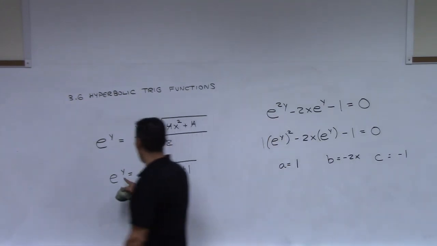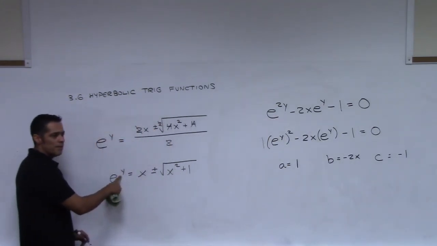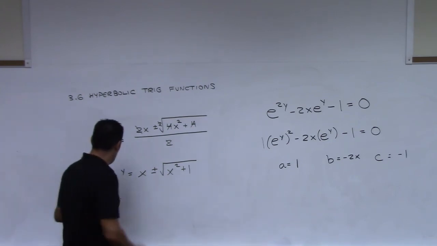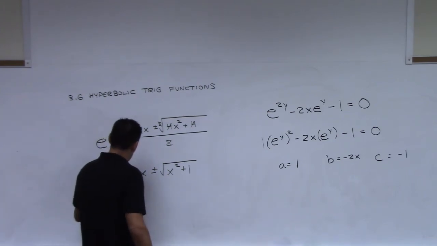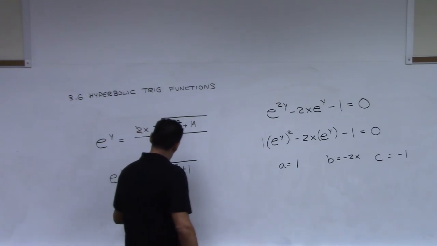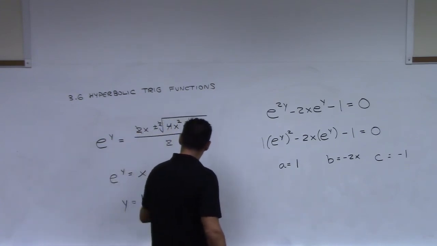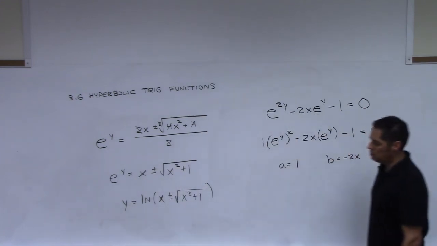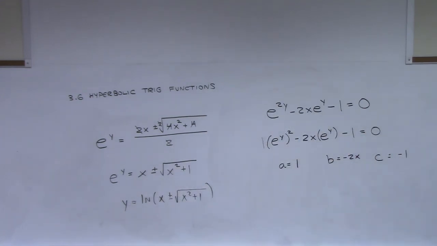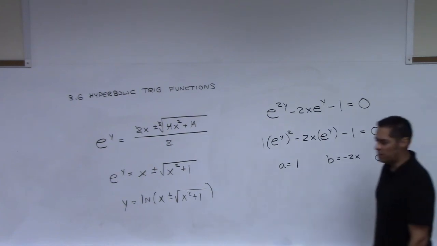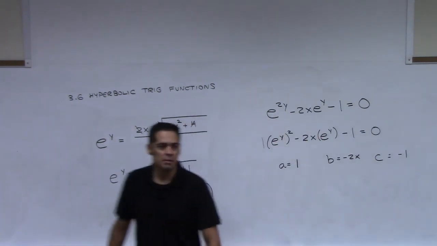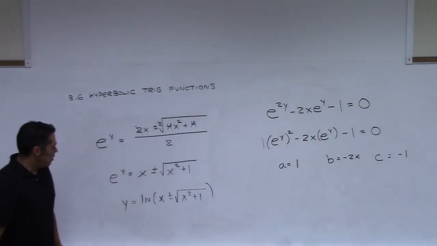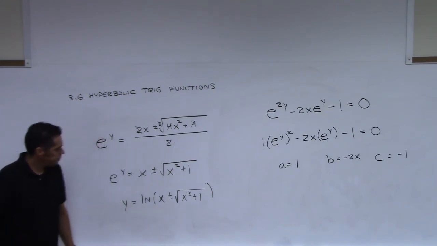See, now y is isolated, right? We finally got y as a single term. So when we take natural log on the left, we get y. When we take natural log on the right, well, we get the formula, with one exception. That says plus or minus, and the formula said what? Plus. So why can't it be minus? Why can't we have minus here?